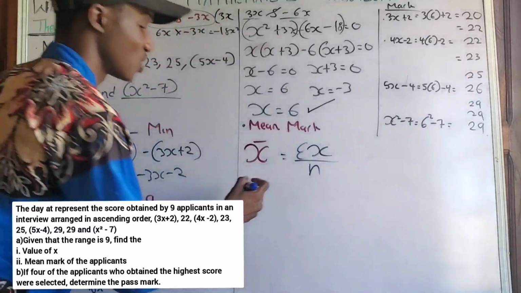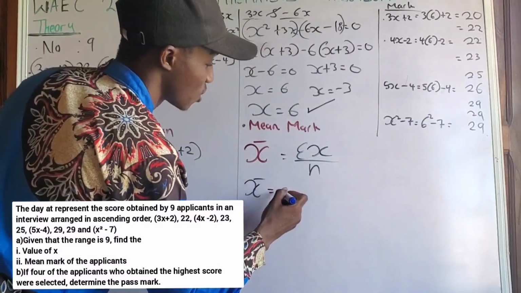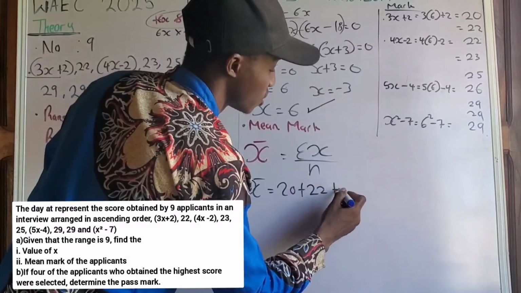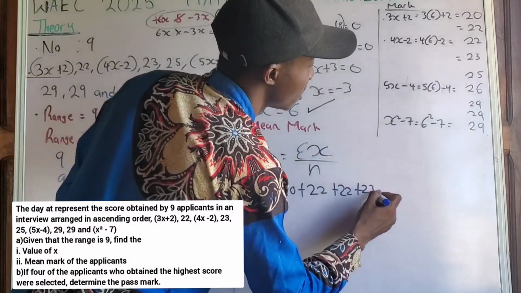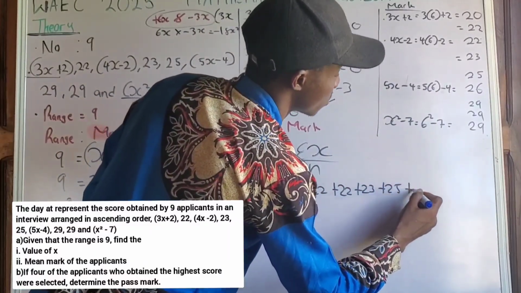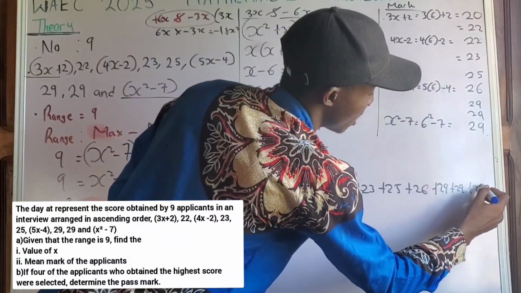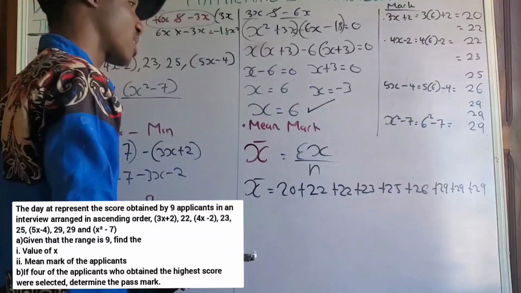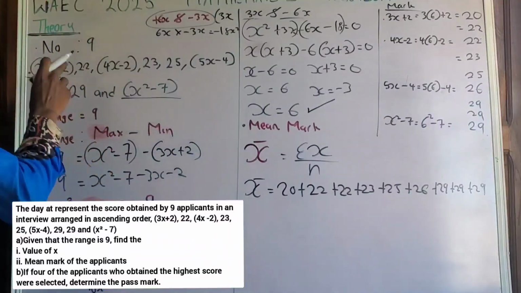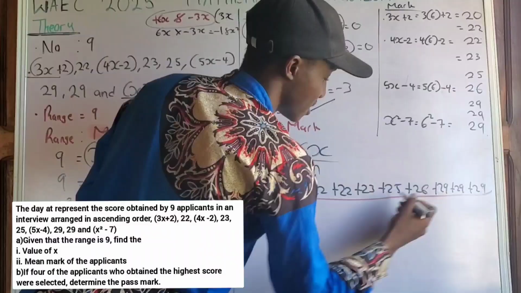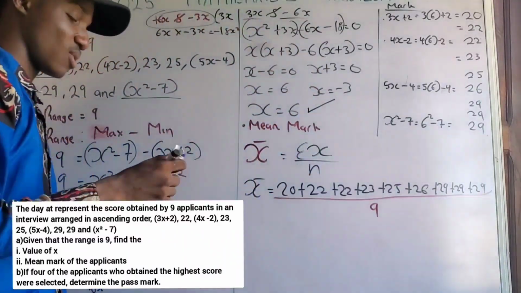Do you get it? So x bar will be equal to 20 plus 22 plus 22 plus 23 plus 25 plus 26 plus 29 plus 29 plus 29, all over the total number of applicants. The total number of applicants is 9. So I'm going to have this all over 9. Do you get it?